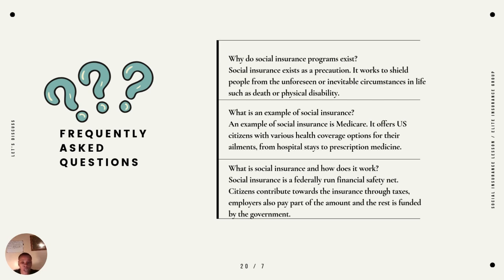One example of social insurance is Medicare. Medicare offers citizens over the age of 65 various health coverage options for their ailments, from hospital stays as well as prescription meds. And how social insurance works is that it is federally funded. Citizens contribute towards the insurance through their taxes. Employers also pay part of the amount, and then the rest is funded by the government.